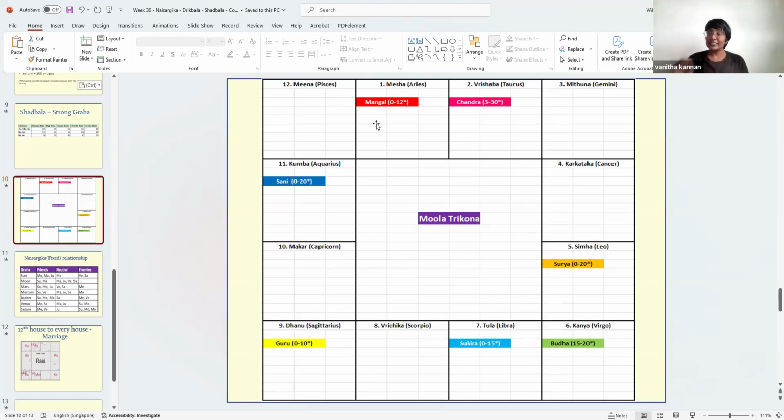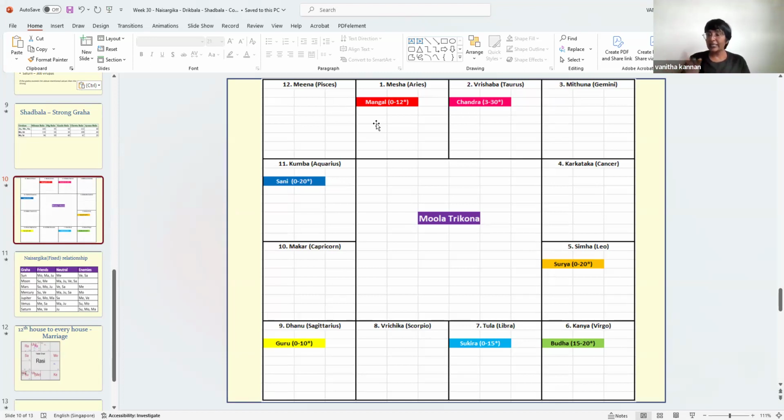For the Chandra, he is special. He took the place which is not his own house. Every other graha is owning his own house as the Mula Trikona. But the moon is the only graha which is owning a different house, not his own house. That is the Rishabha, especially in the 3 to 30 degree, it becomes a favorite place for him. For the Simha, it is Surya's own house, and the Mula Trikona is also Simha, that is 0 to 20 degree.